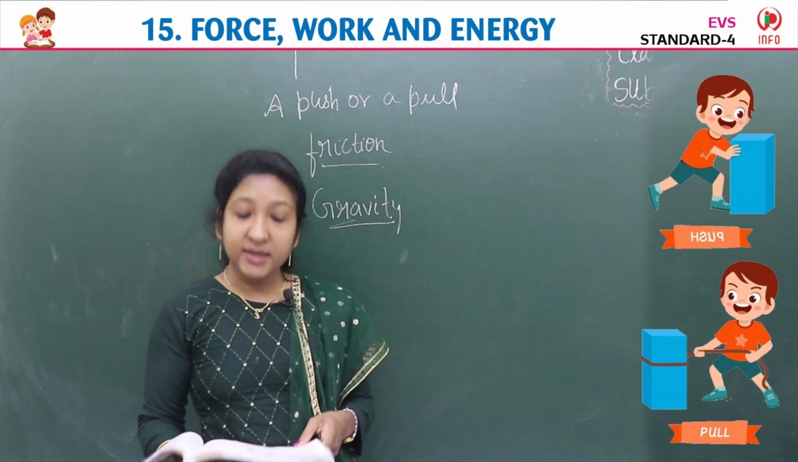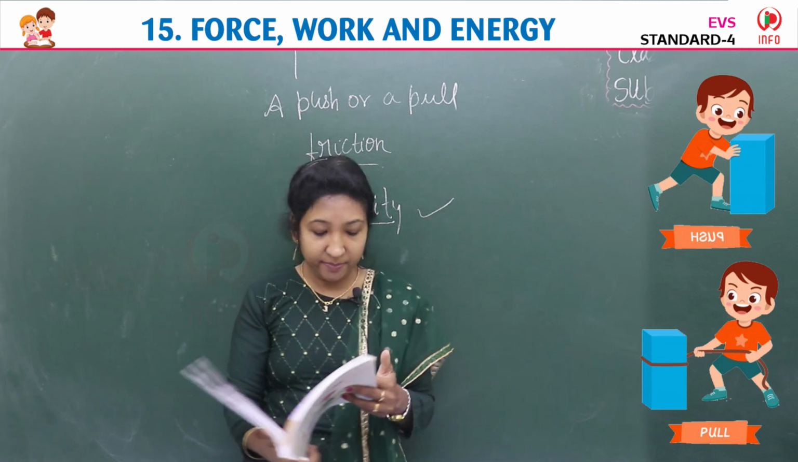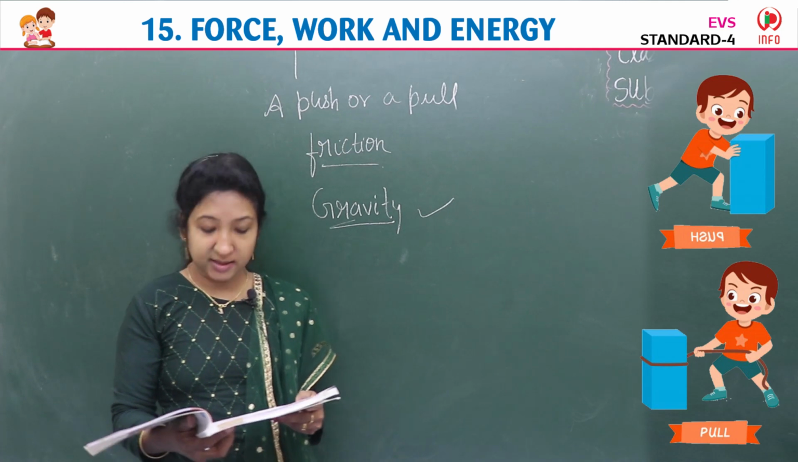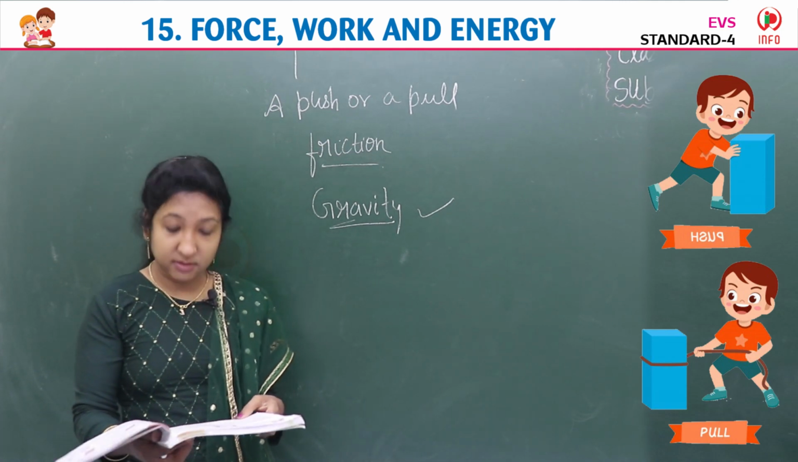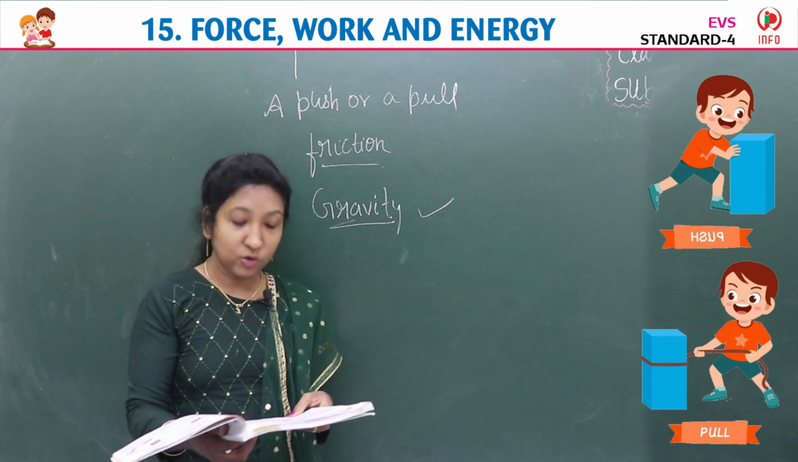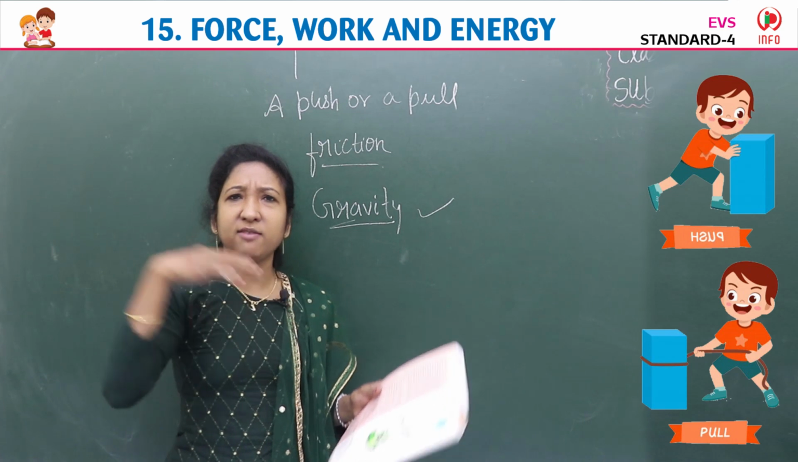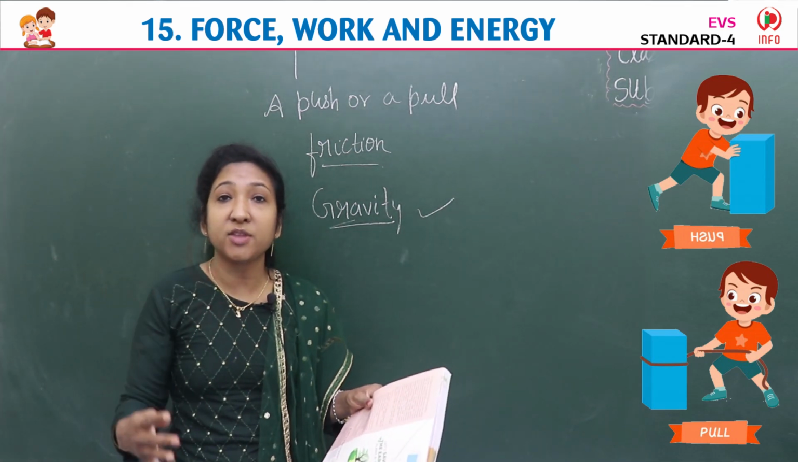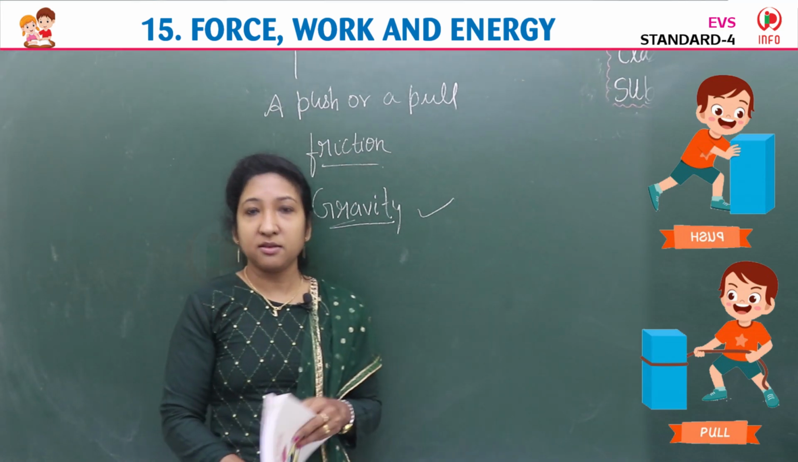Now we are going to learn types of forces. Gravity, okay. Gravity is the attractive pull between any two objects. It is the force of nature that attracts all objects in the universe to all other objects in the universe. Whatever objects are there in the universe, they have an attraction between each other because of the force of attraction. That is nothing but gravity.